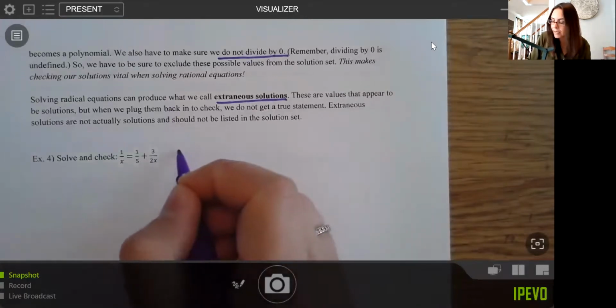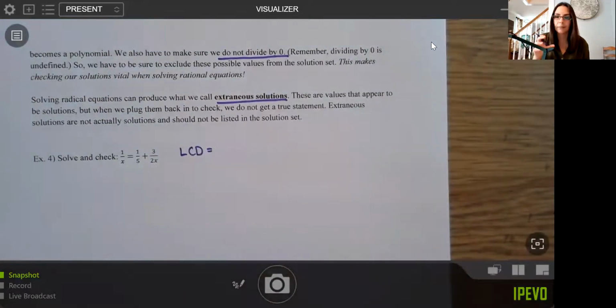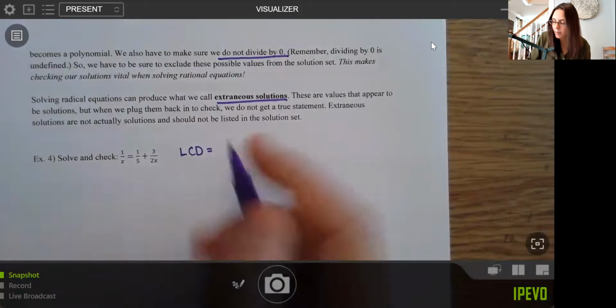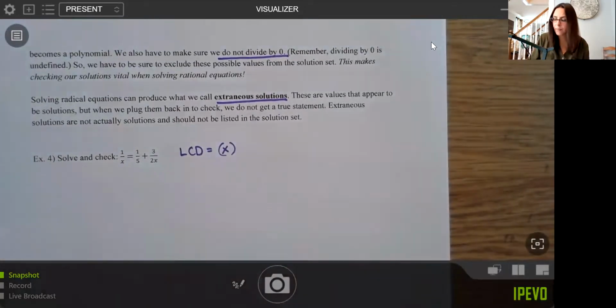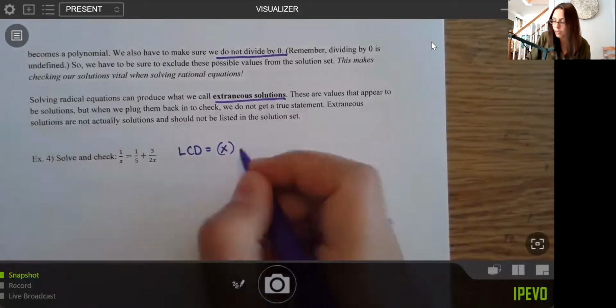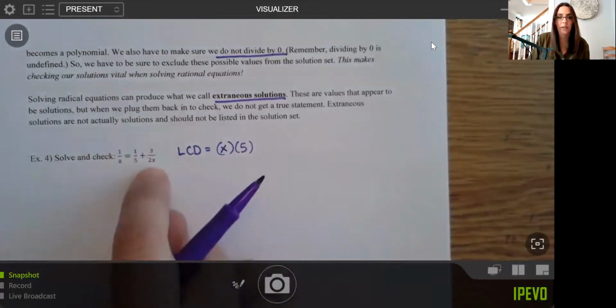So for my LCD, what you just need to do is combine all the denominators together. I usually just go through the line and make sure I'm not missing anything. So for my first denominator, I have an x. That's going to be part of my LCD, so I'm just going to put it in parentheses as a factor. My second denominator is a 5. I don't have a 5 yet, so I'm going to bring in a 5.